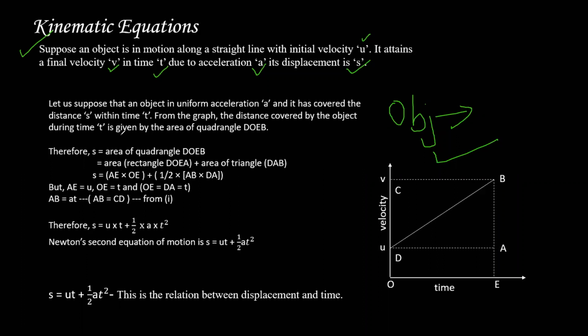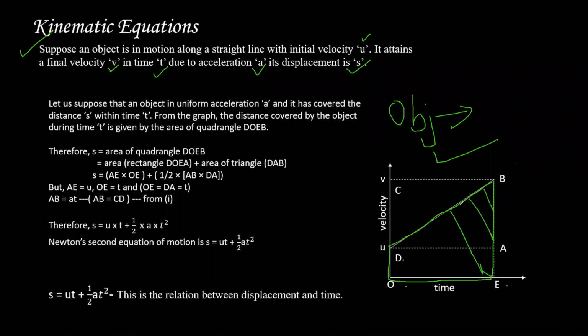From the graph, the distance covered by the object during time t is given by the area of quadrangle DOEB. Okay, so now this may sound a little difficult. Basically, friends, whenever you have a graph of velocity versus time, the area under the line is always the distance covered. So this entire thing is the distance covered.